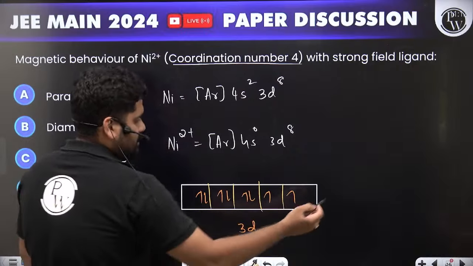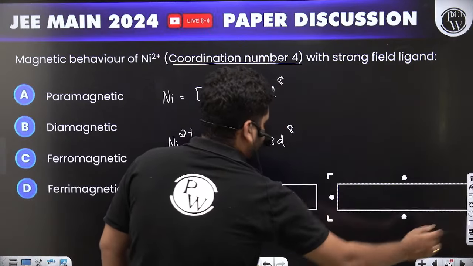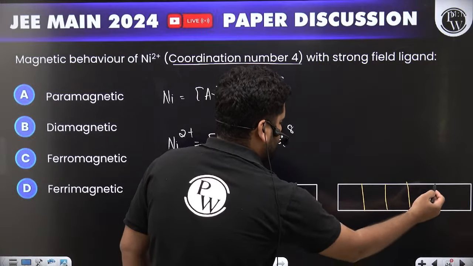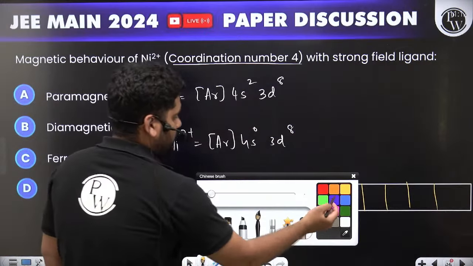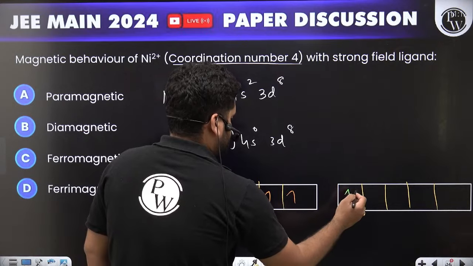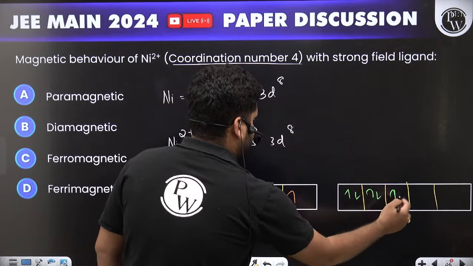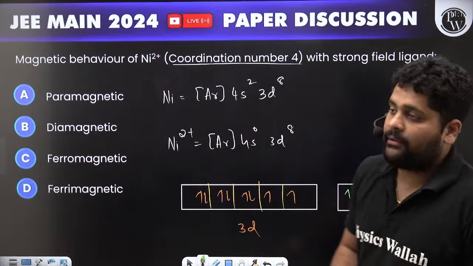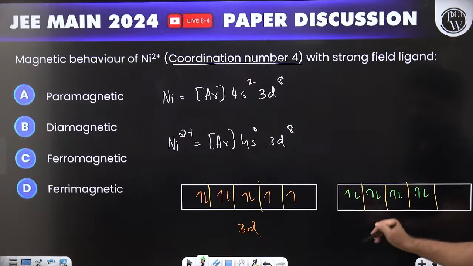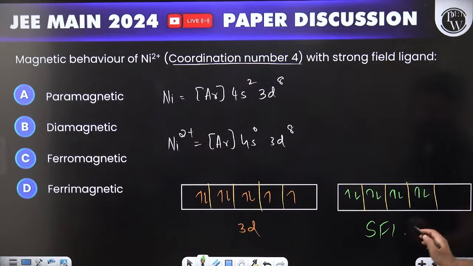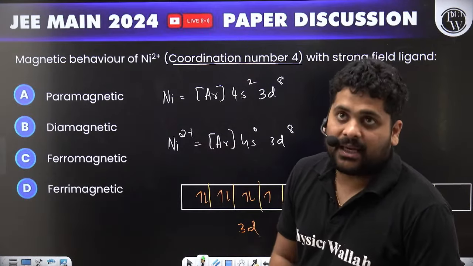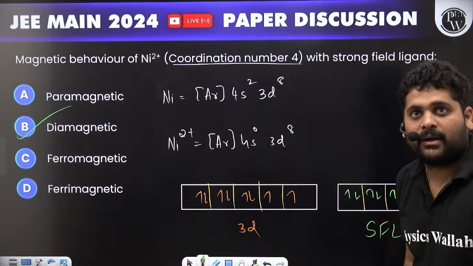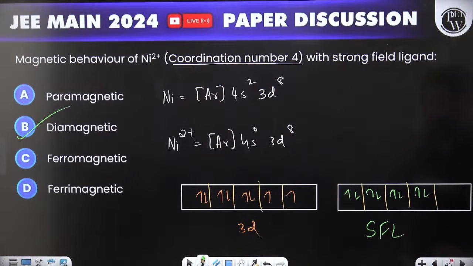Since it has a strong field ligand with it, forced pairing should occur, right? So you are going to pair it up like this: 1, 2, 3, 4, 5, 6, 7, 8. So these two electrons would be paired up. Do you have any unpaired electron now in the presence of a strong field ligand? There is no unpaired electron, so this is going to be a diamagnetic compound. Diamagnetic compound, that's it, as simple as that. Now, moving on to the next question.